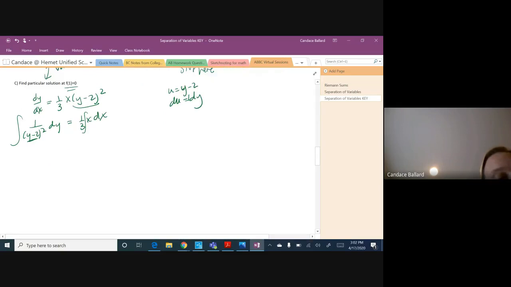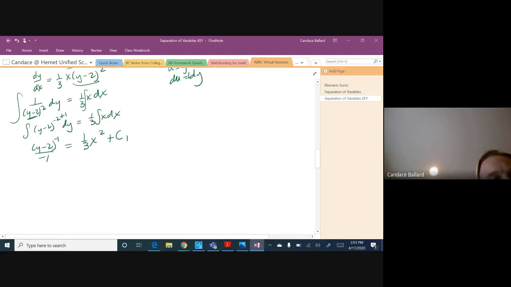All right, I'm going to rewrite this. It's (y minus 2) to the negative 2. We got to bring it upstairs in order to integrate it. All right, so we're going to do our integration. Add 1. So (y minus 2) to the negative 1 power. And then we got to divide by that new exponent, which is negative 1, equals, and when I integrate this, I get 1/3 x squared plus c sub 1. All right, I'm going to rearrange this a little bit. I'm going to float the negative in front. I'm going to bring this back downstairs where he's happy.